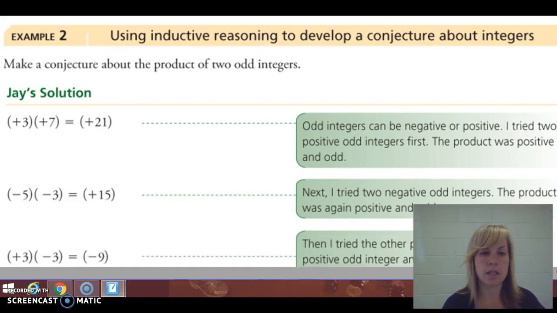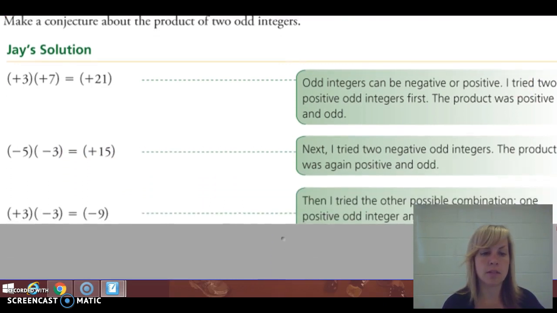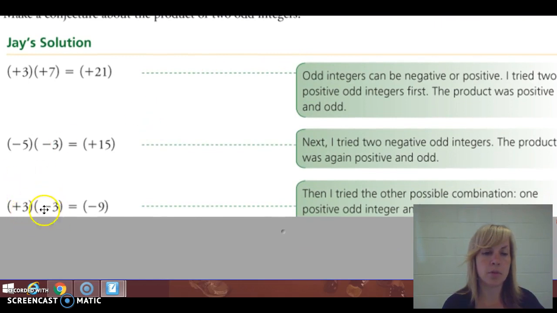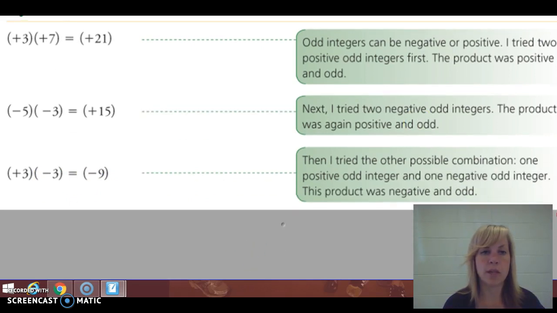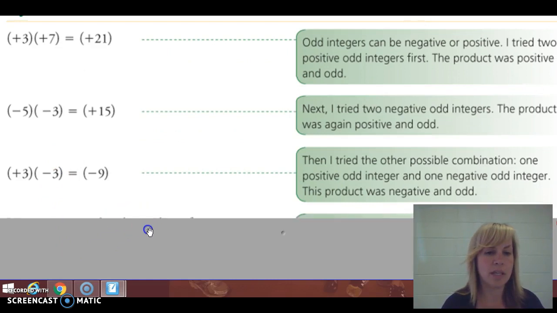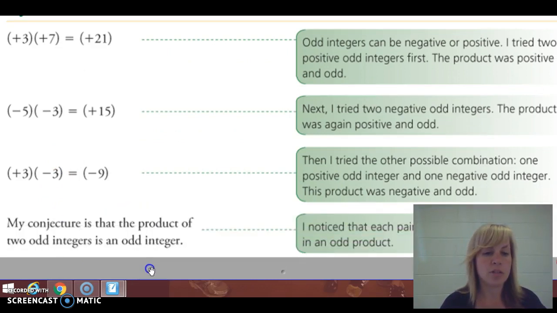And again, he tries it for the 3rd time. An odd integer multiplied to an odd integer gives you a final odd integer. So his conjecture may be that two odd integers multiplied together give you an odd integer.